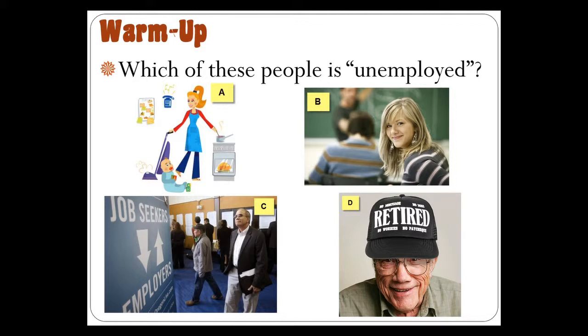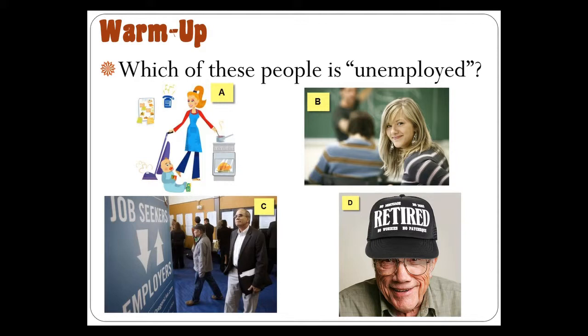So before we get started in our conversation, we kind of think about what do we consider to be unemployed in our own minds? What do we think it means to be unemployed? And which of these four people do we think would qualify as unemployed? We have person A, who's a stay-at-home mom, and person B, who's a full-time student. Person C is an individual looking at jobs, and then person D is retired.